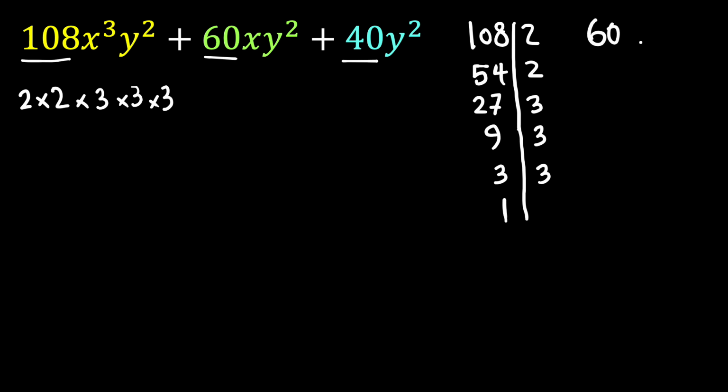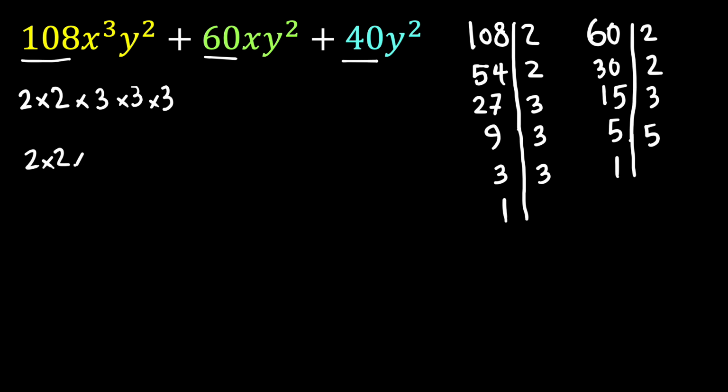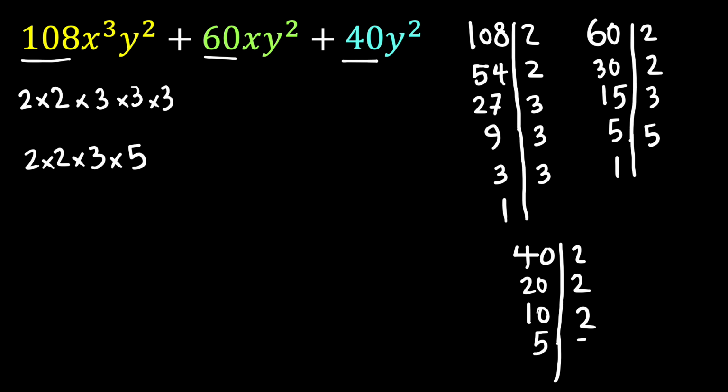And 60 divided by 2 equals 30, 30 divided by 2 is 15, 15 divided by 3 is 5, and 5 divided by 5 is 1. So 60 is 2 times 2 times 3 times 5. And finally, 40 divided by 2 equals 20, divided by 2 equals 10, 10 divided by 2 is 5, and finally 5 divided by 5 is 1. So 40 is 2 times 2 times 2 times 5.